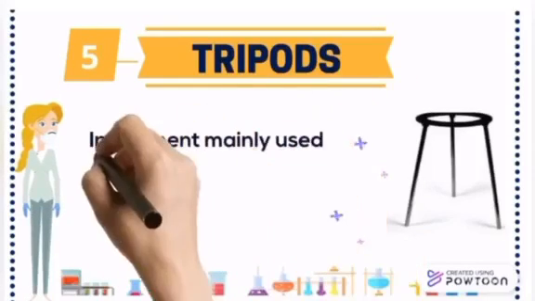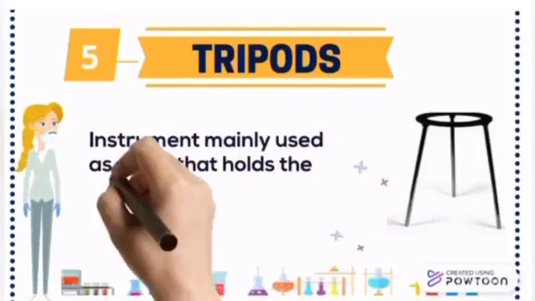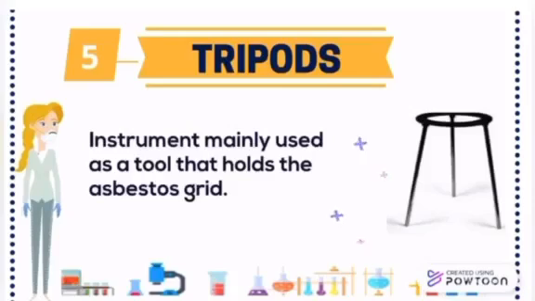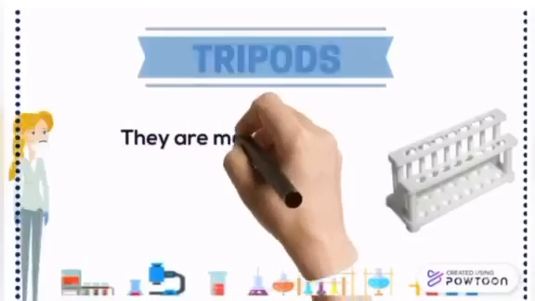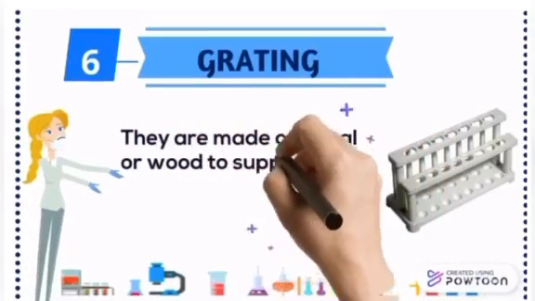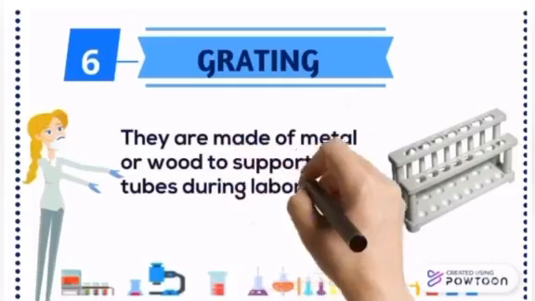Tripod. Instrument mainly used as a tool that holds the asbestos grating. They are made of metal or wood to support test tubes during laboratory work.